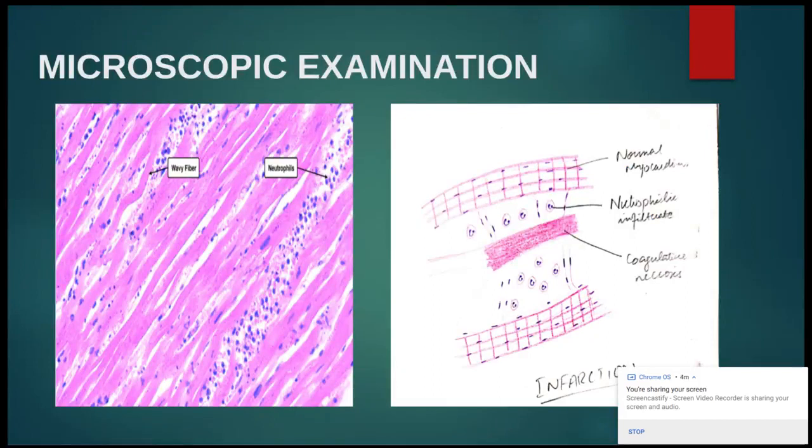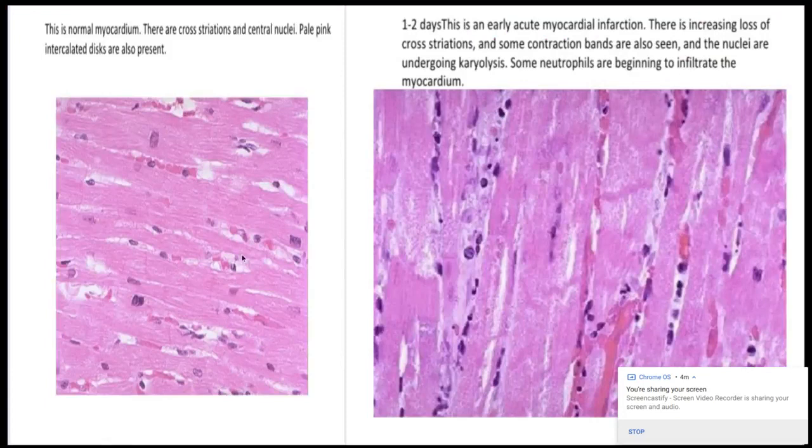On microscopic examination, you can see this is the normal myocardium fibers, which are straight. Then there comes the neutrophilic infiltrate, which shows the inflammatory reaction and the coagulative necrosis. In coagulative necrosis, the outline is intact, but the inner cytoplasm and the nucleus details are not intact. They are distorted. This is the normal myocardium structure. There are cross striations and central nuclei.